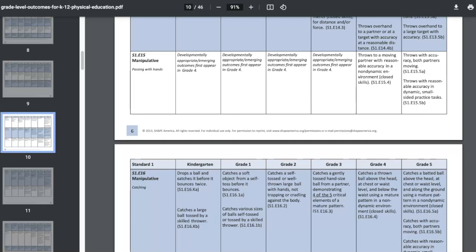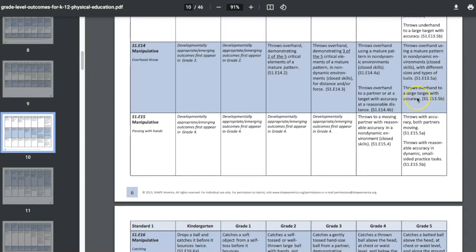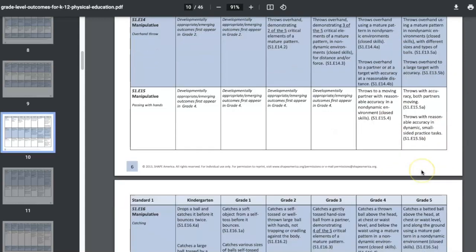The third lesson, we will introduce dodgeball as a fun way to practice the throwing and catching skills we've been learning. So we'll again put them in heterogeneous groups to make the teams as fair as possible. We'll explain the rules. And this will give the students the chance to move around and then perform the standards, specifically the standards of throwing in dynamic, small-sided practice tasks.